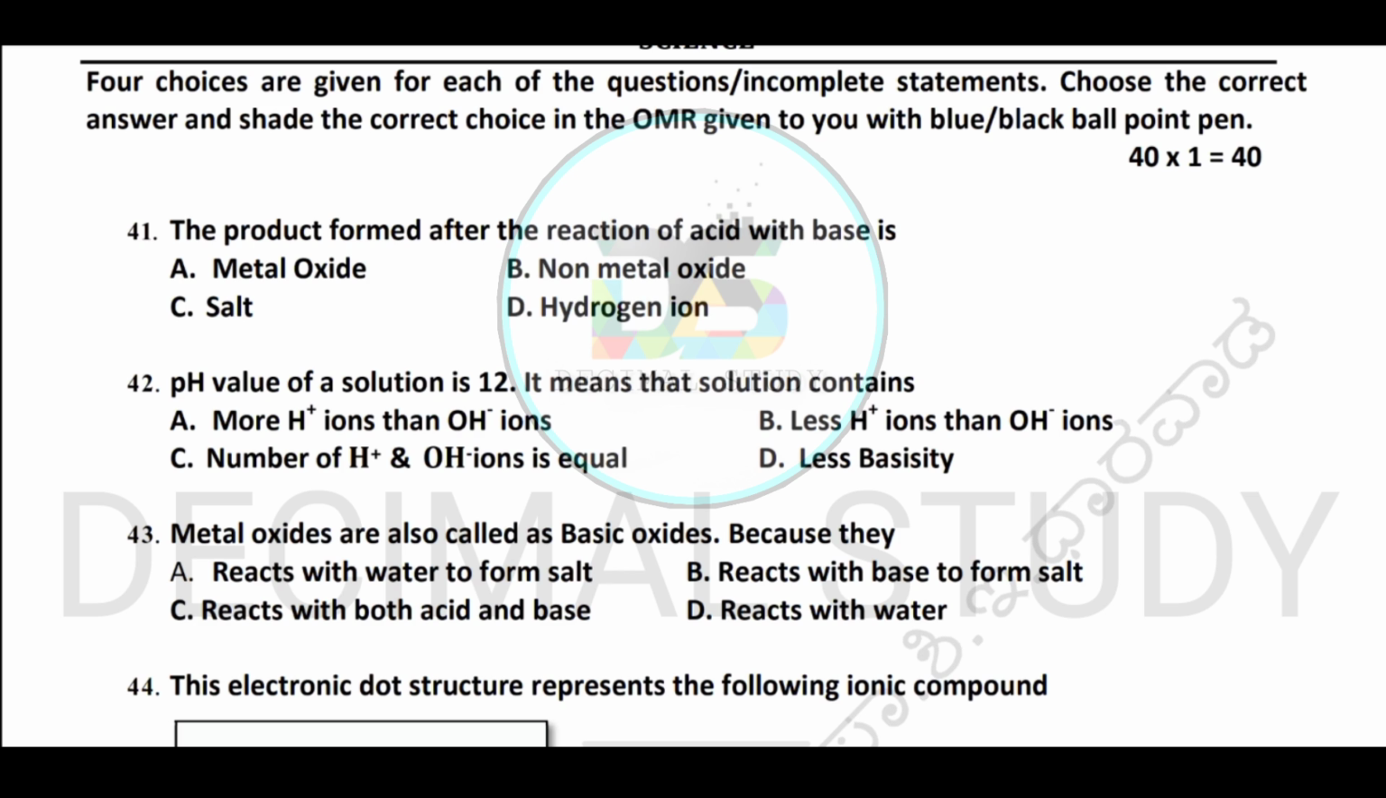Today we are solving Kalika Setu 3 question paper, subject science.